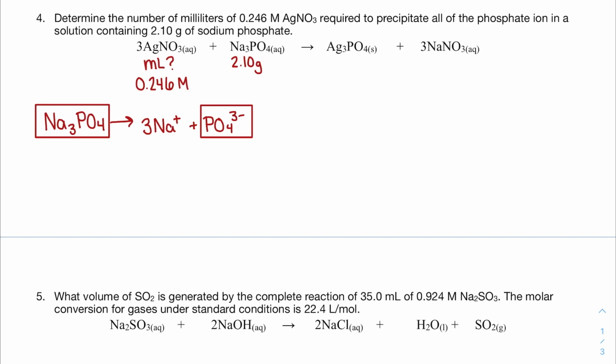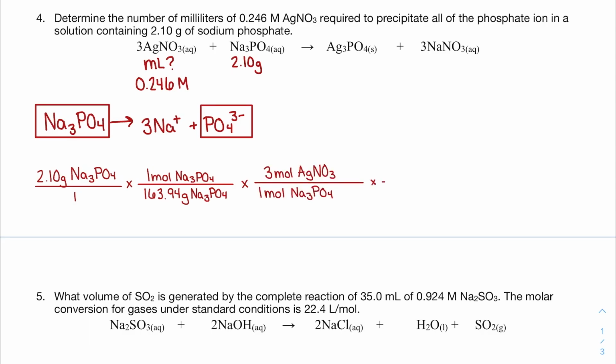So again, I know that I have 2.10 grams, and I'm going to go from sodium phosphate over to silver nitrate. So I'll start by writing that 2.1 grams of sodium phosphate over 1. I will then look at the molar mass, which is 163.94 grams, and then I'm in moles of sodium phosphate. Now I can compare to silver nitrate. I have 1 mole of sodium phosphate for every 3 moles of silver nitrate.